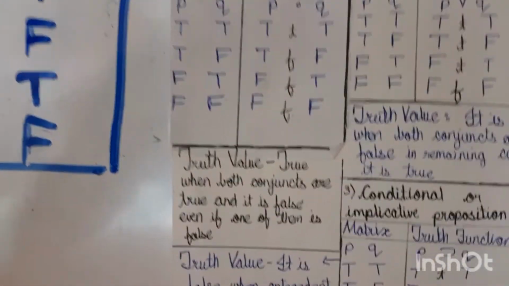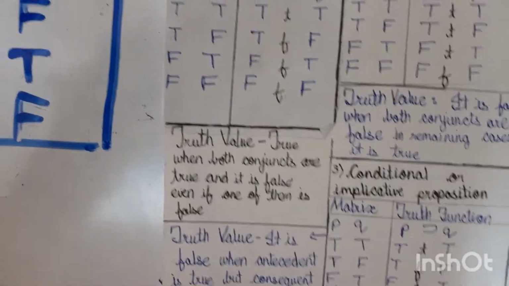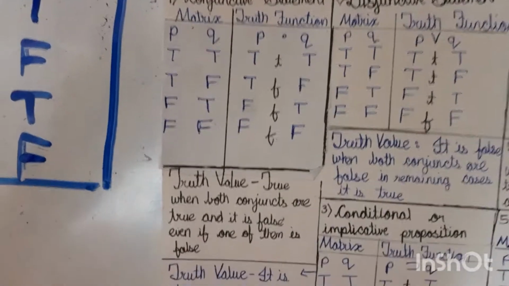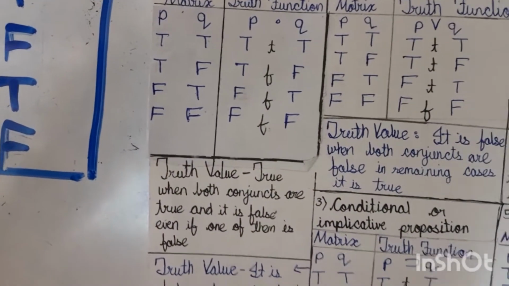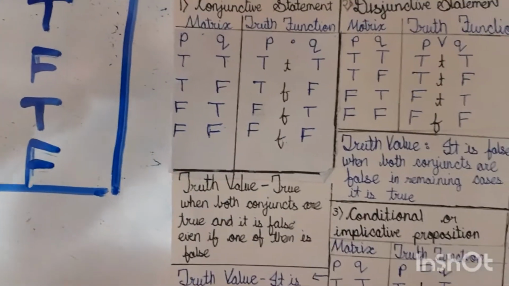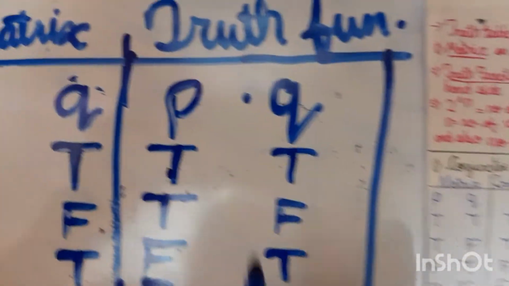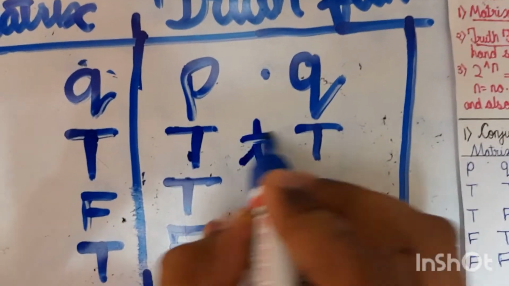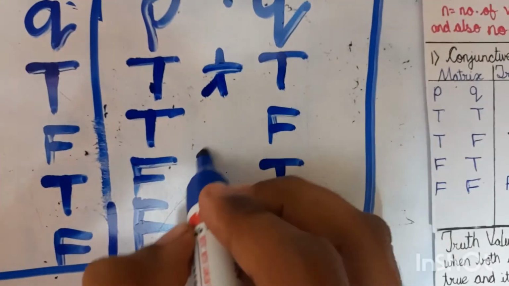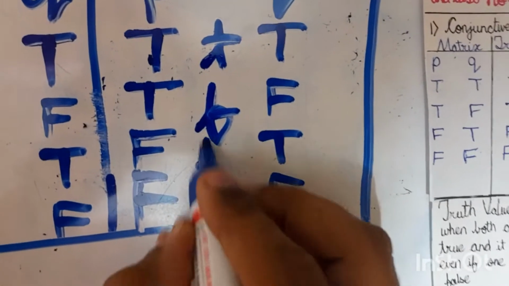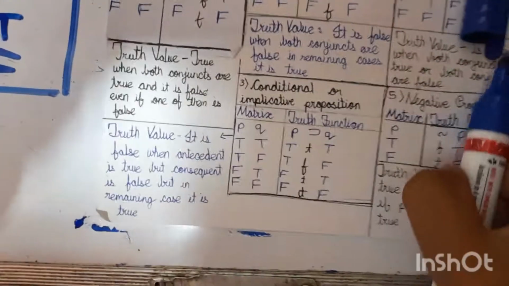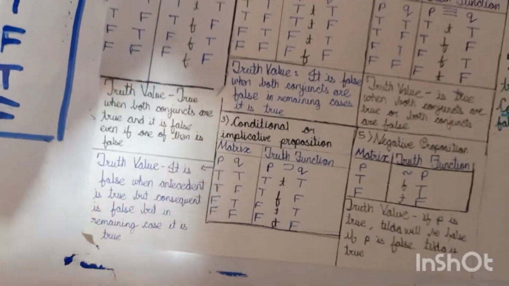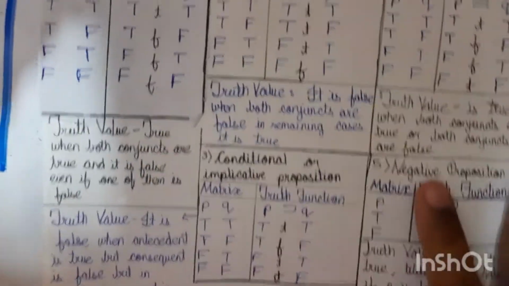So truth value. For every type of statement, there is a truth value. In conjunctive statement, its value will be true only when both conjuncts are true. And even if one of them is false, it will become false. So both are true. Okay, true. One is false, false. One is false, again false. Here both are false. So again false. Similarly, there is a different truth value for each one.